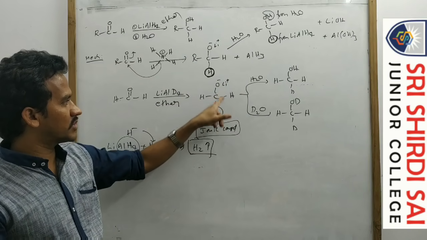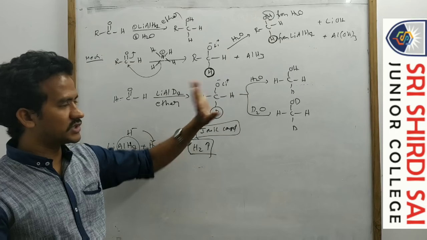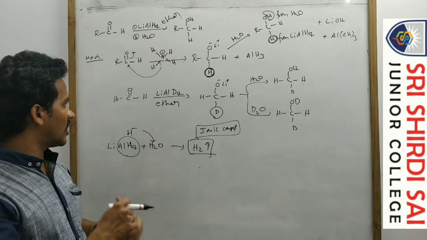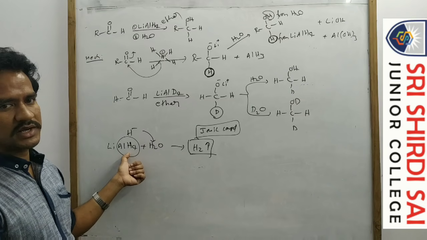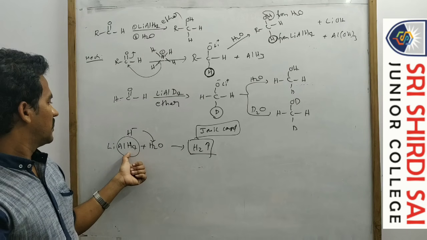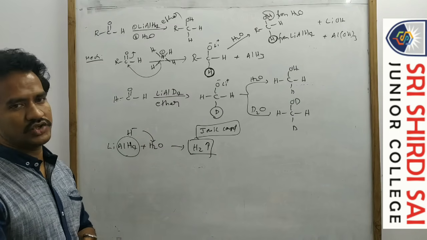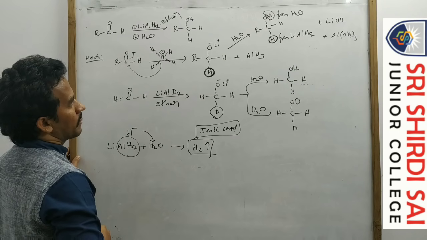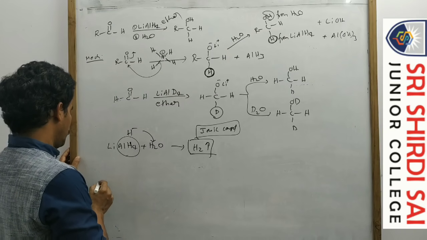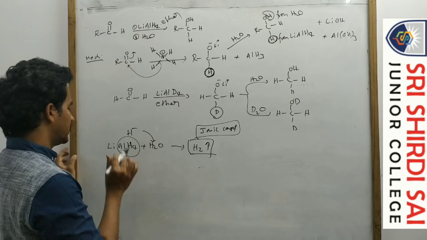It is an ionic compound, so it is soluble in water, so protonation takes place. But if we add water initially, the H plus from the water and the H minus from the AlH4 give H2. Okay, so that's it. That is the reaction.